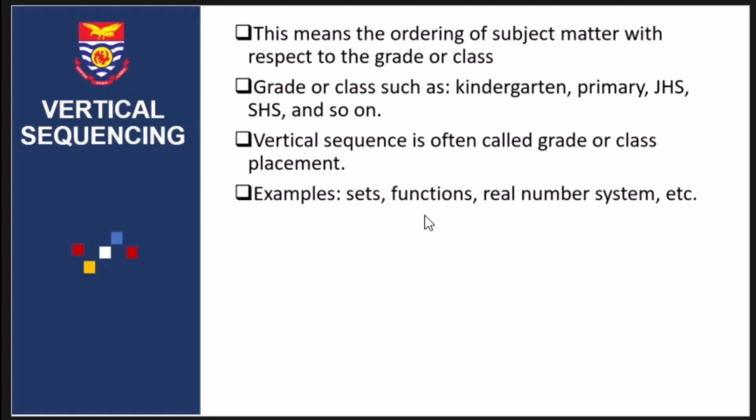Examples: set, function, and real number system. These are topics in the grade. So how are you going to sequence these topics with respect to the particular grade that you are looking at? So in conclusion, when we say vertical sequencing, we are talking of ordering of subject matter with respect to the particular grade or class you are dealing with.